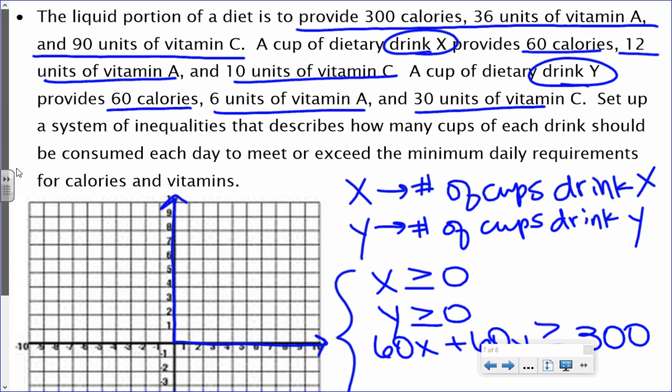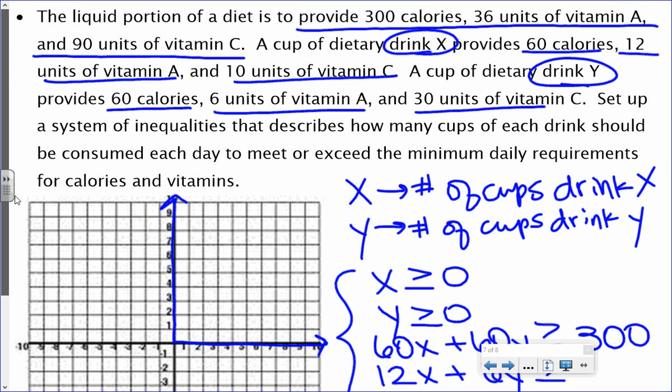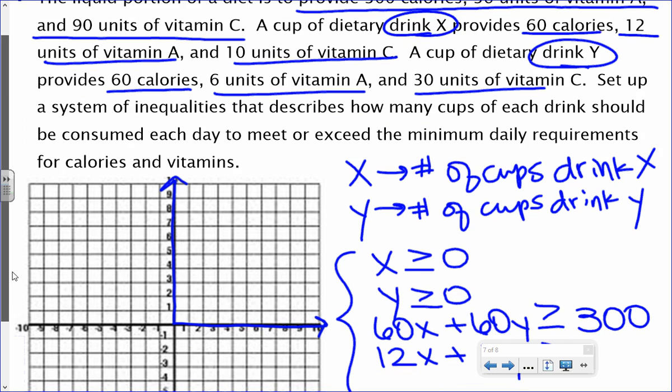Vitamin A: drink X has 12 units of vitamin A, and drink Y has 6 units of vitamin A. So we're going to make a vitamin A inequality: 12X plus 6Y. We need to meet or exceed the daily requirement, which is, what is our daily requirement? 36.